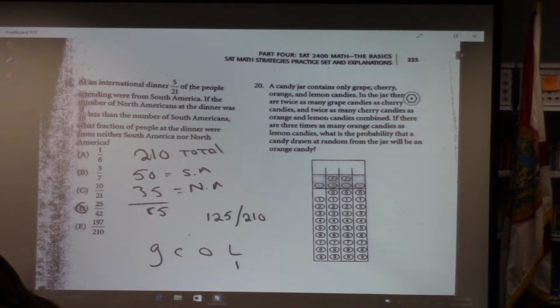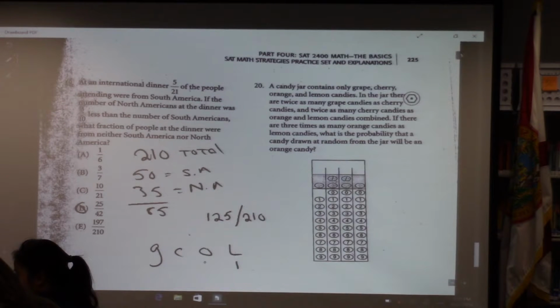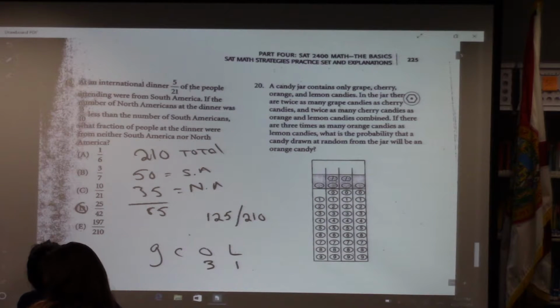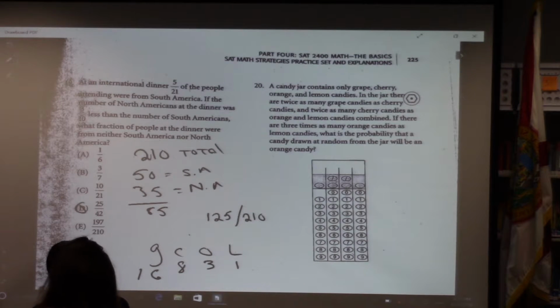So if we have lemon is 1, and then we know that we have 3 times as many orange, that means there are how many orange? 3. Good math skills. And then there are twice as many cherry as orange and lemon combined. So orange and lemon combined gives us 4. So how many cherry? 8. Beautiful. And then it says that there are twice as many grape as cherry. So how many grape? 16. Okay.